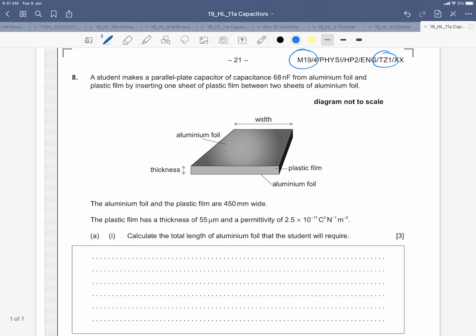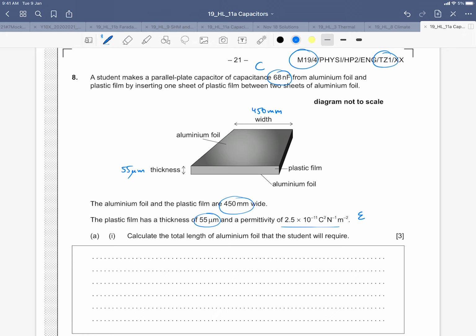We have a student making a parallel plate capacitor given capacitance C, 68 nanofarads, and what he's doing is he's got 2 sheets of aluminium foil and then inserting 1 sheet of plastic film between them. We know the width is 450 millimeters, and we know the thickness 55 micrometers, and we're given the permittivity epsilon. And we have to calculate the total length of aluminium foil that the student will require.